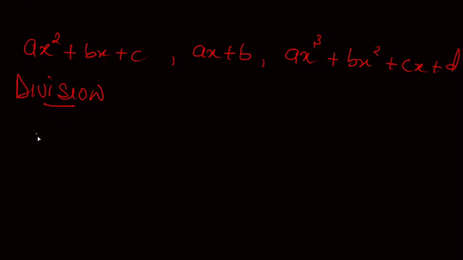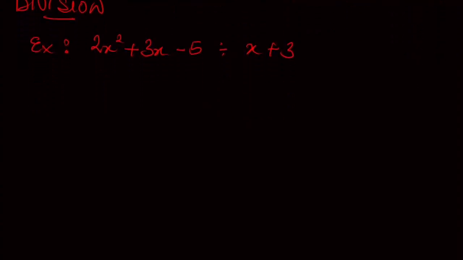So I'm just going to be showing us two methods. I'll start by using the long division method, and then I will use the synthetic division method. So let us say we have an example that says we should divide 2x squared plus 3x minus 5 by x plus 3.